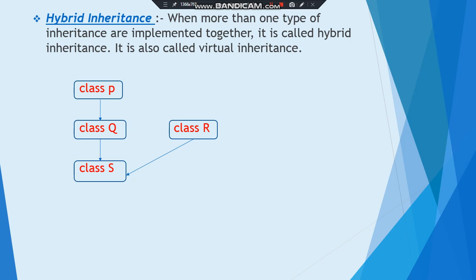Hybrid inheritance. Here we see that class Q is derived from class P. Class S is derived from class Q. And class R is derived from class S. So, when more than one type of inheritance is implemented together, it is called hybrid inheritance, or it is also called virtual inheritance.